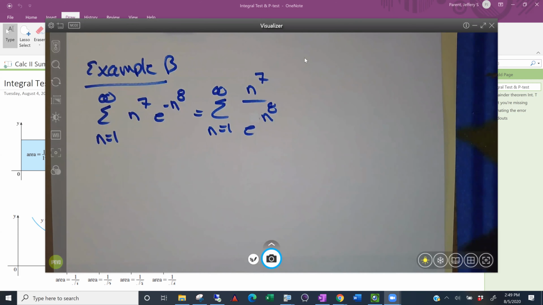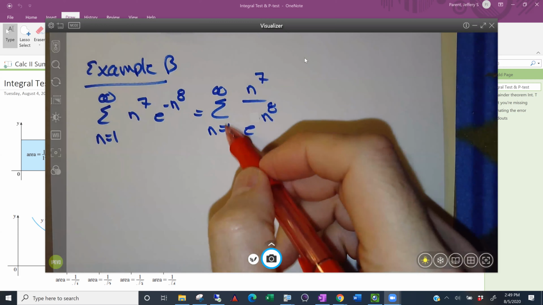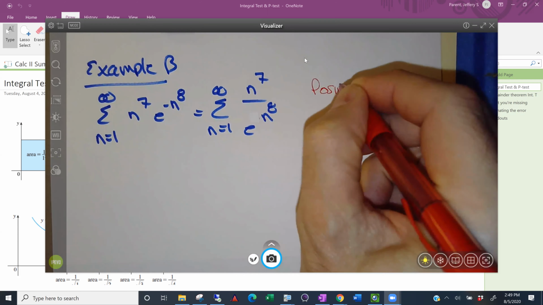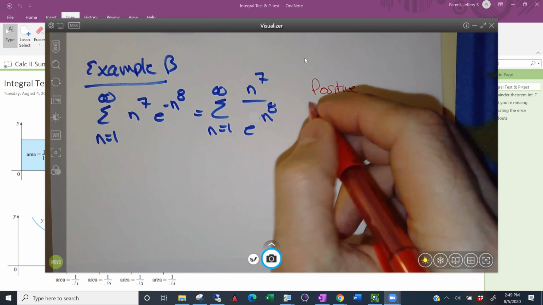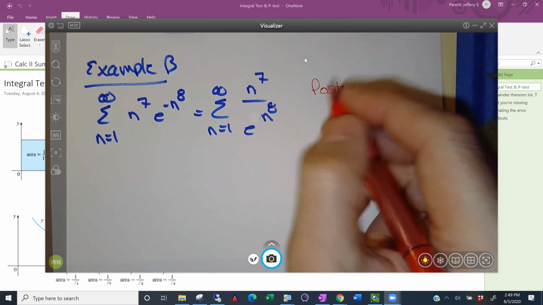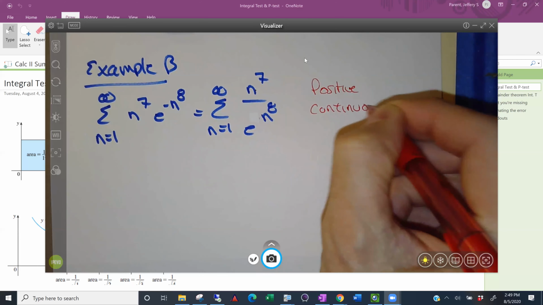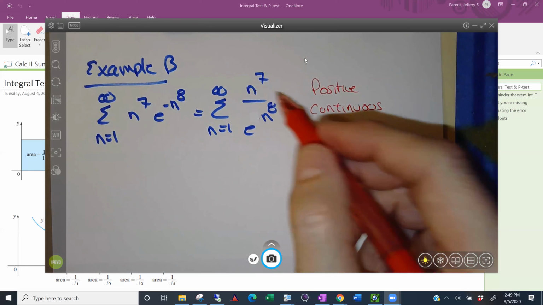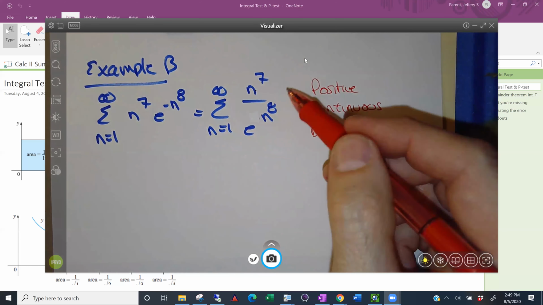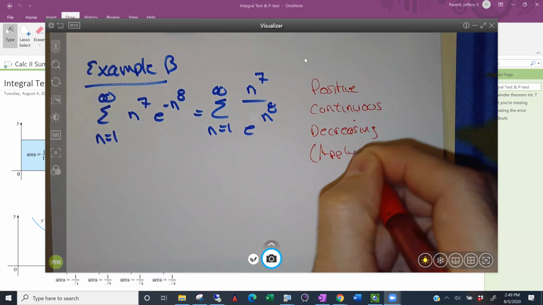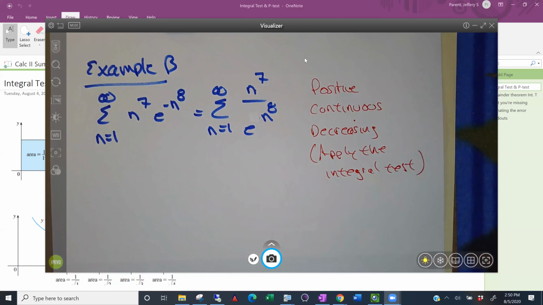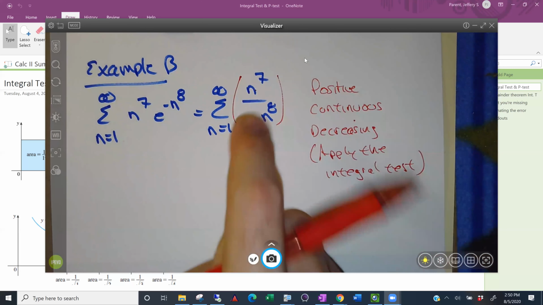Now, let's take a look at a few things. First of all, for positive values of n, this is going to be positive. It's continuous. That's polynomial, that's continuous. E to a continuous function is also continuous. And it's going to be decreasing. So all of that means is that I can apply the integral test. So we're going to do that to this term right here.